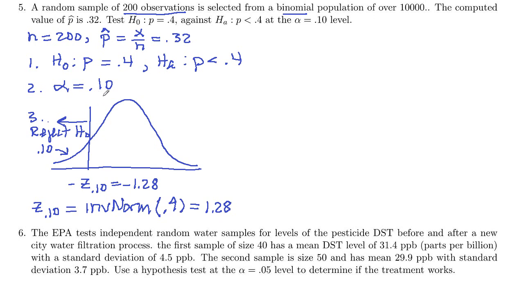So either inverse norm or the table. Now, if it's something other than alpha is 0.10, 0.05, or 0.01, then you have to do inverse norm to get your critical values. Step 4, we need our test statistic. So our z-test here. Remember that formula. You take your p-hat and subtract off p0, and then you divide by the standard deviation of the sampling distribution, which is the square root of p0, 1 minus p0 over n.